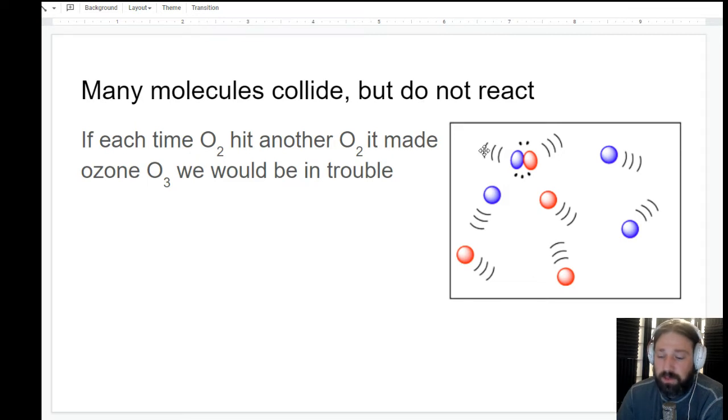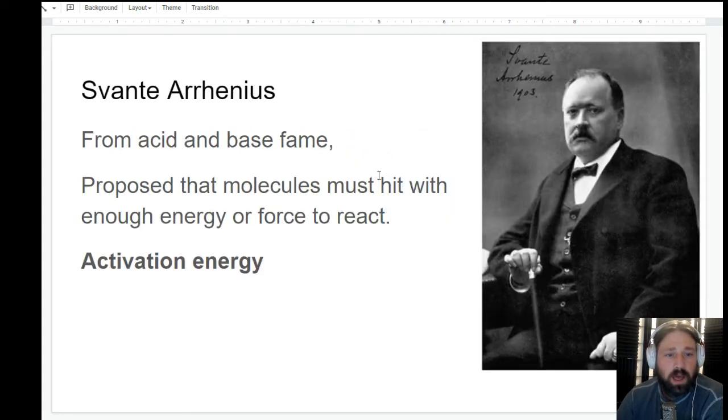This would actually be really bad for us if anytime two molecules hit, they would immediately react. Think about it. We have a bunch of oxygen around, O2, and anytime an oxygen hits another oxygen, if it always made ozone, O3, we would all be in trouble. We would all suffocate and die very, very quickly. So there has to be some things going on, not just that they collide, but they have to collide and stuff.